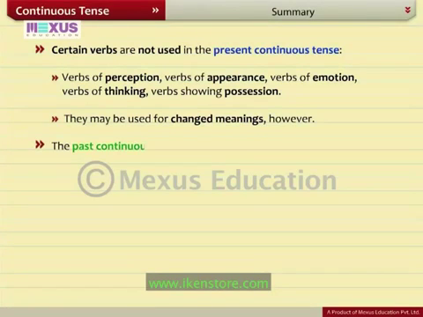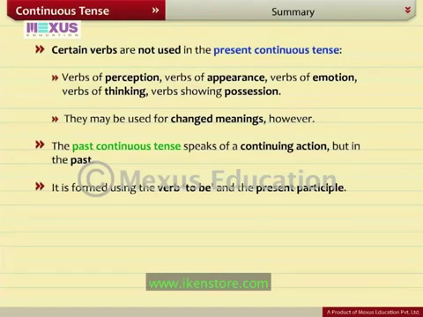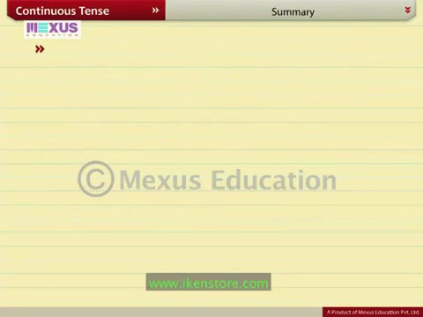The past continuous tense speaks of a continuing action, but in the past. It is formed by using the verb to be and the present participle. It differs from the simple past tense. Usage of past continuous tense.